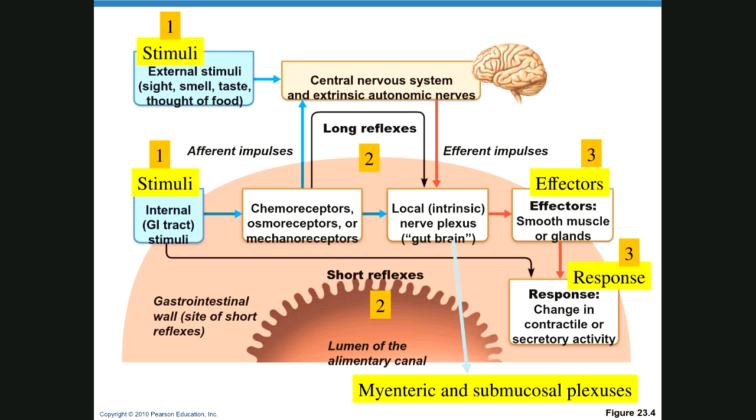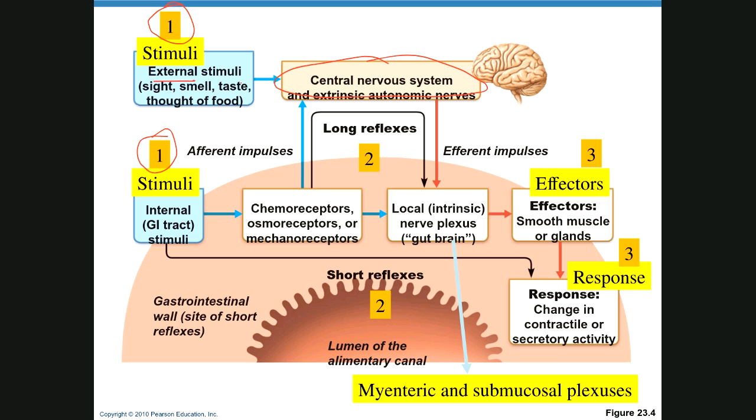All right, so let's see. We start with the stimulus that is going to turn on the receptors. And notice that here, the stimulus are going to be external stimulus: sight, smell, taste, even thought of food for that matter. That is going to work through the central nervous system. And through the central nervous system is going to be long reflexes.